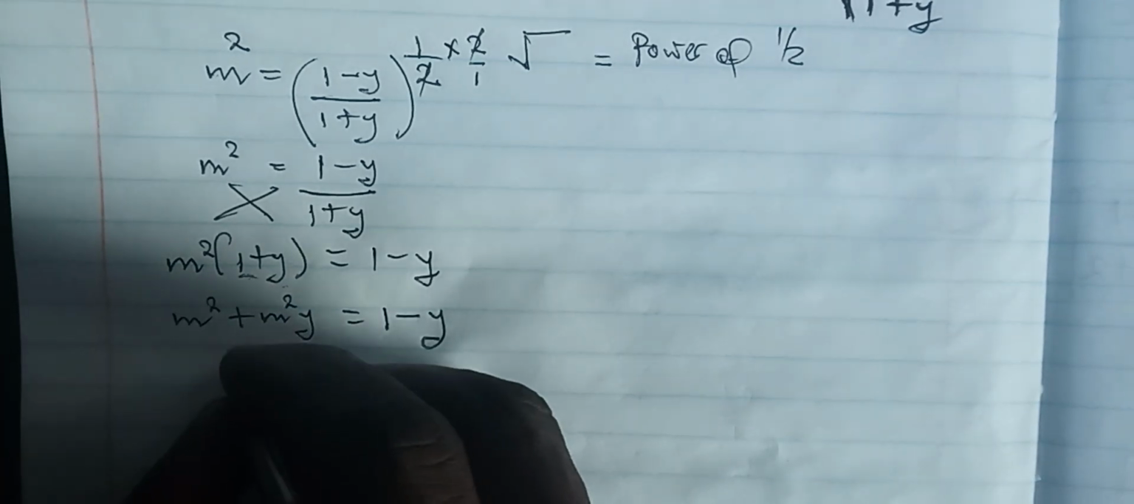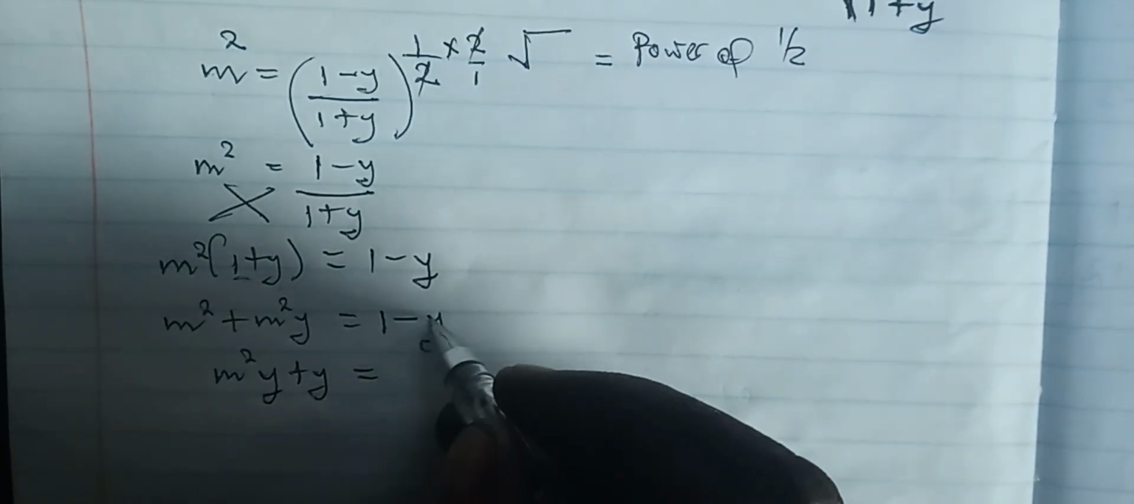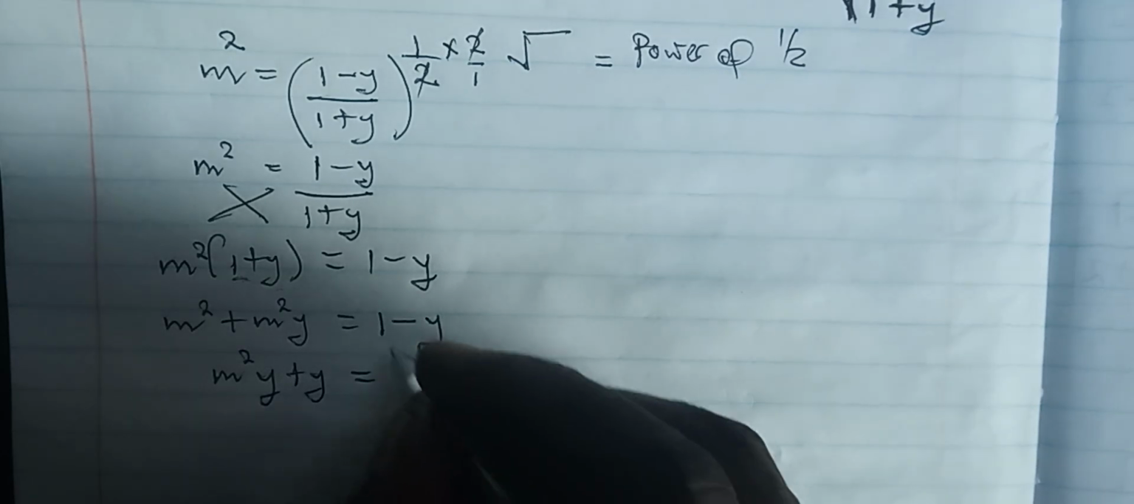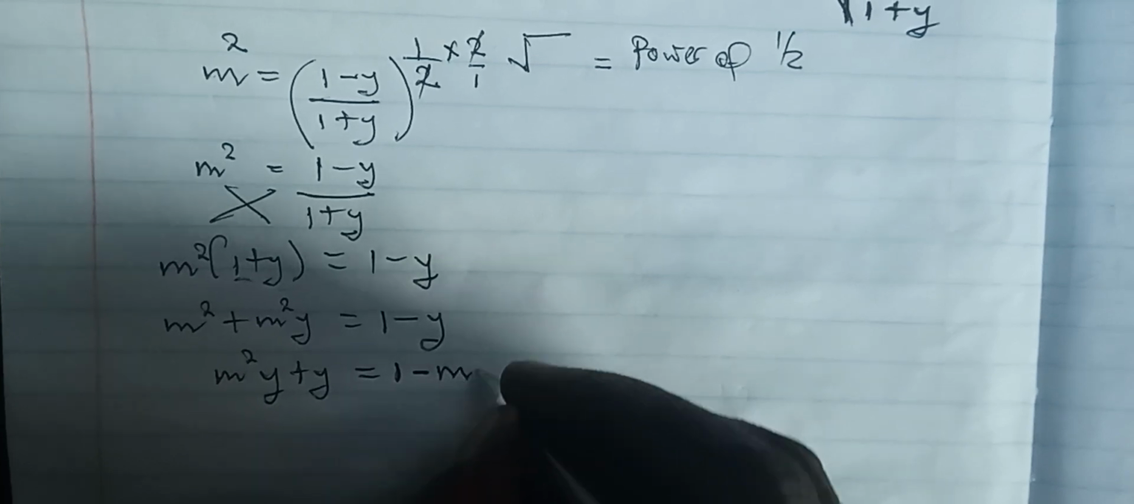So we are going to have m squared y plus y is equal to, this negative y is the one which I've placed on the other side of the equal sign, and it is going to be plus y, is equal to 1, the one that we have, and then m squared, we put it on this side, it is going to be minus m squared.